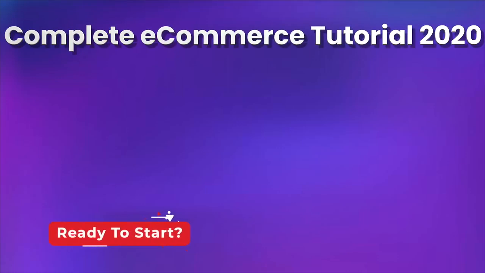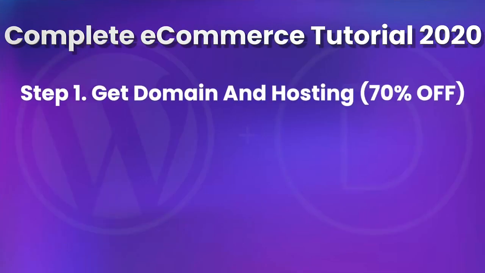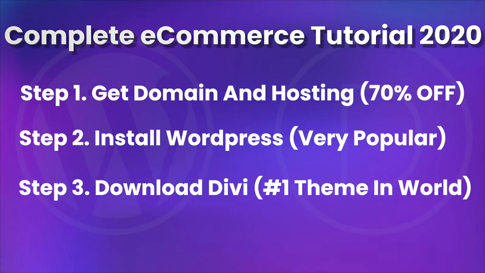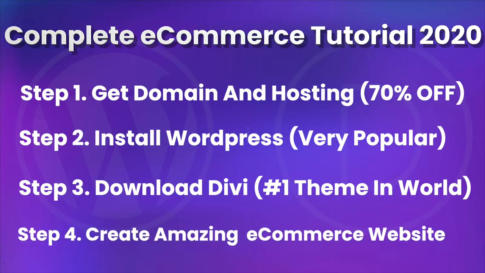Okay, so we're gonna build your e-commerce website in 4 simple steps. So step 1, we're gonna get your domain and hosting. So for example, myecommercewebsite.com. Step 2, we are going to install WordPress, and WordPress powers more than 1/3 of the internet. It's a very popular platform for making websites. Step 3, we are going to download the DIVI theme, and the DIVI theme is currently the #1 most popular WordPress theme in the world. And step 4, we're gonna go ahead and build your e-commerce website step by step.